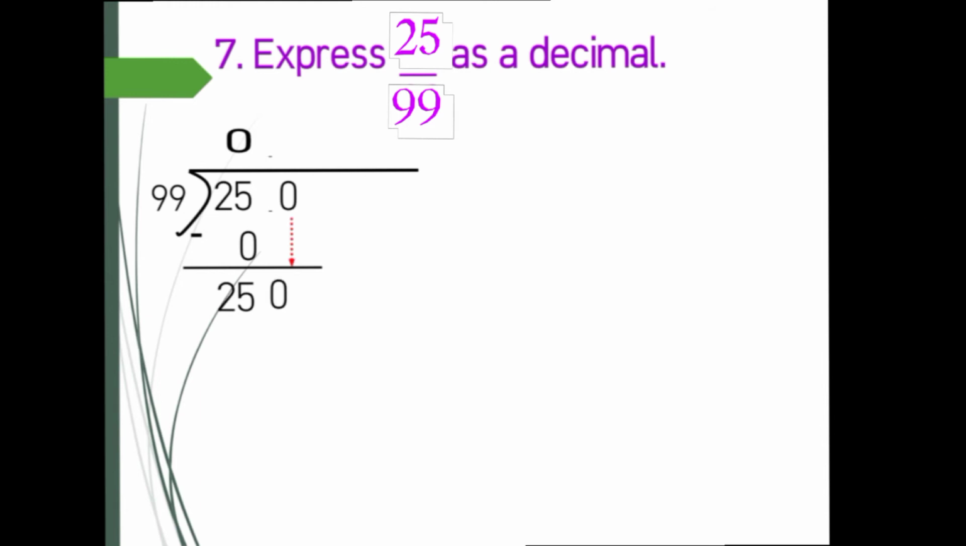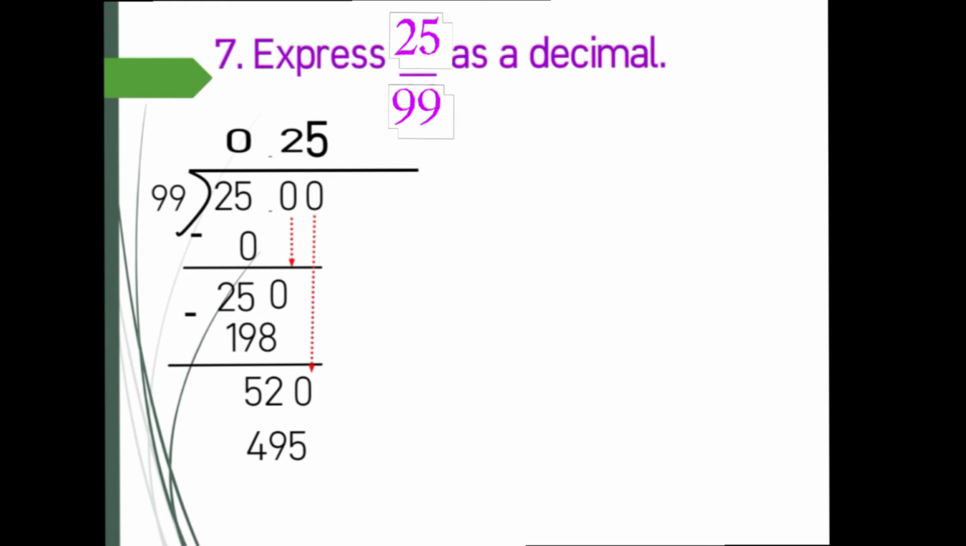Magiging 250. 250 divided by 99 is 2. 2 times 99 is 198. Subtract po natin. Magiging 52. And then, add another 0. Bring it down. Magiging 520. 520 divided by 99 is 5. 5 times 99 is 495. Subtract natin, magiging 25. Add another 0. Bring it down, magiging 250.